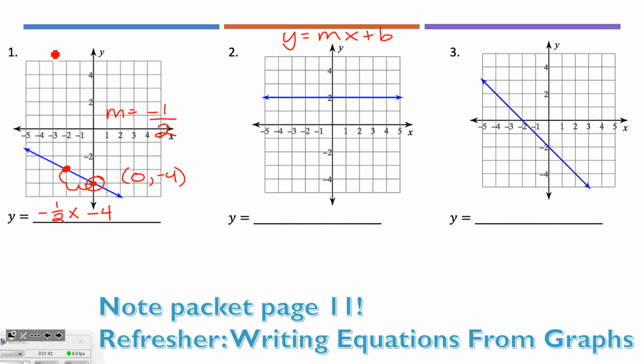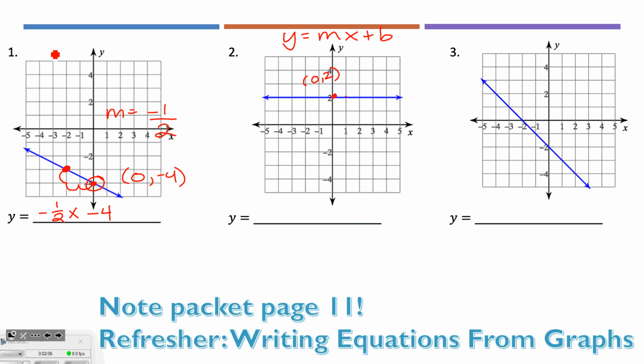All right, number 2, same thing. I need a slope and I need a y-intercept, no matter what my line looks like. This line is like a flat horizontal line. So you might even remember what the equations of a line like this are going to look like. But let me try and figure it out. Here's my y-intercept. That's the point 0, 2. So I know 2 is my b value.